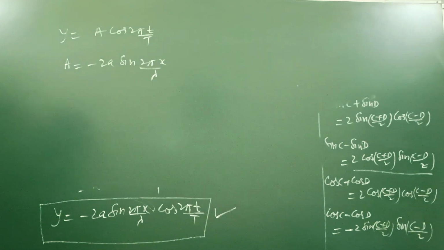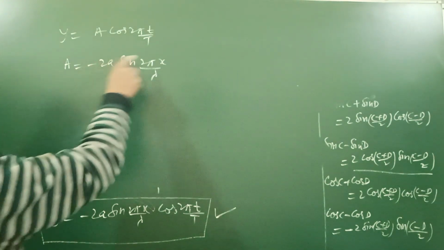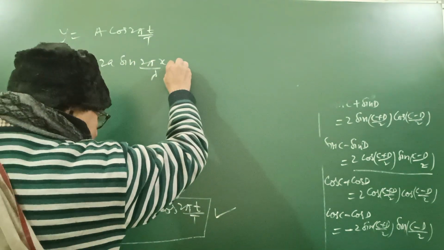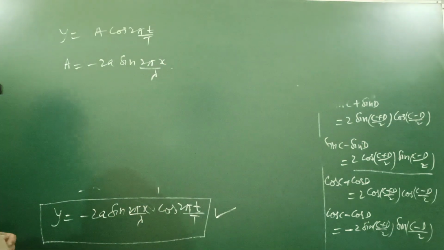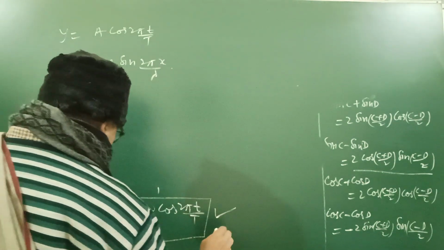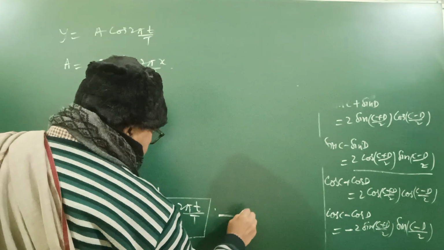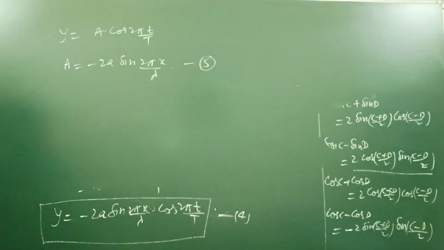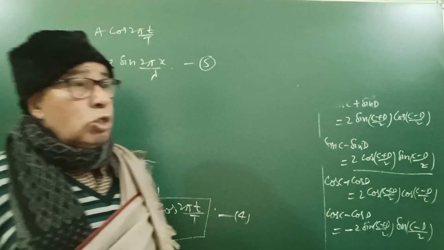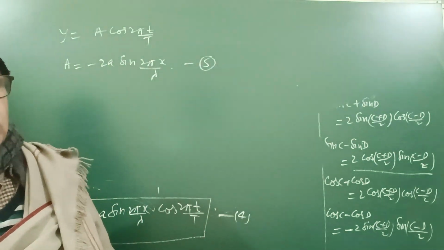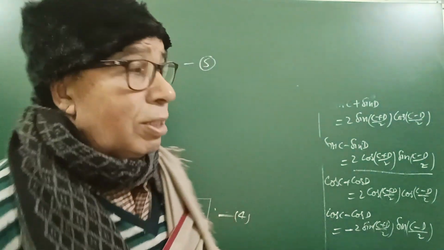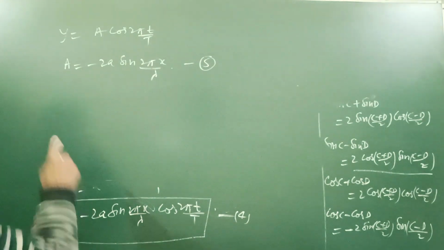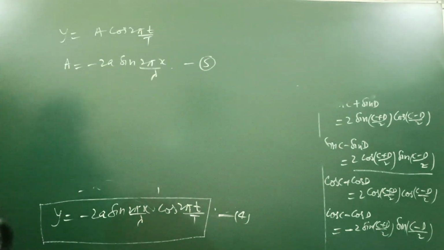Now, this equation, I write it as equation 3, 4 and this is 5. So equation 5 indicates here that amplitude varies with distance x. Now you know sine 0 is 0, sine 180 is 0, sine 90 is 1, sine 270 is minus 1. So due to that, a will be varying.